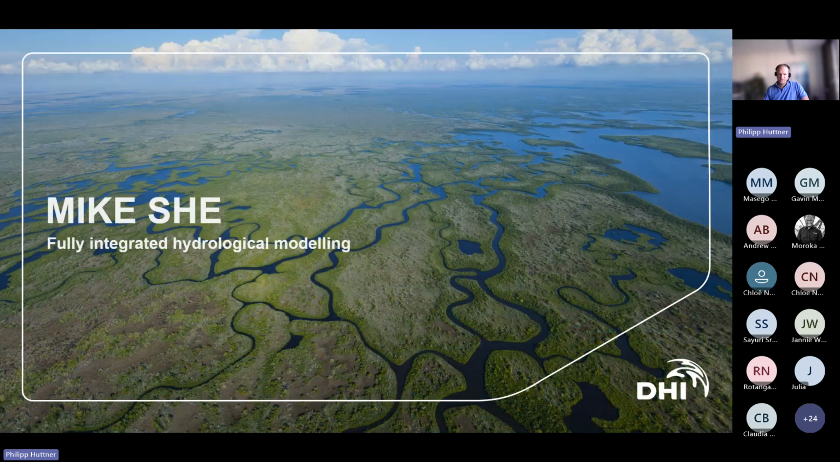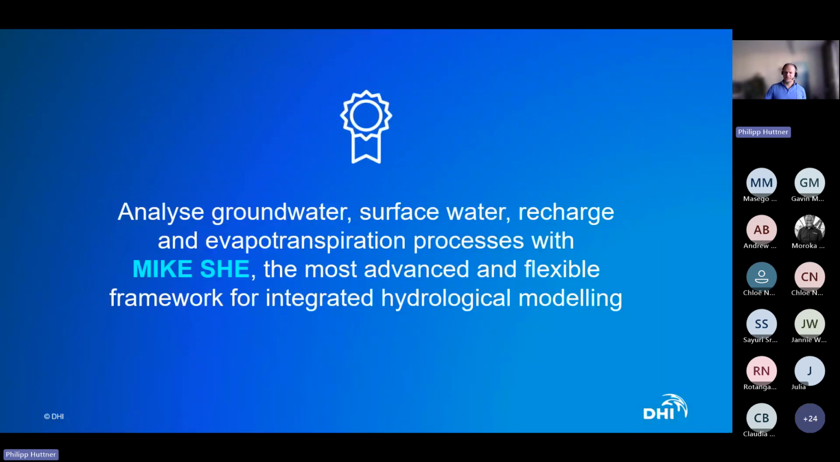So Mike Shee is our in-house solution for fully integrated hydrological modeling. What does fully integrated hydrological modeling mean? I will try to explain it in the next couple of slides. We use Mike Shee to analyze groundwater and surface water, and the recharge and evapotranspiration processes, together in one model. In our opinion, it's the most advanced and flexible framework for integrated hydrological modeling.